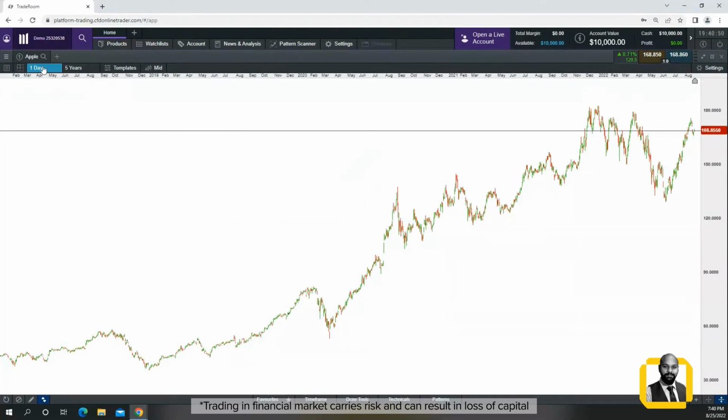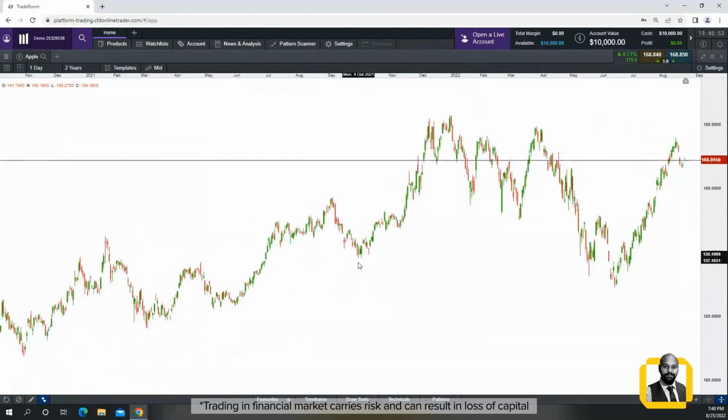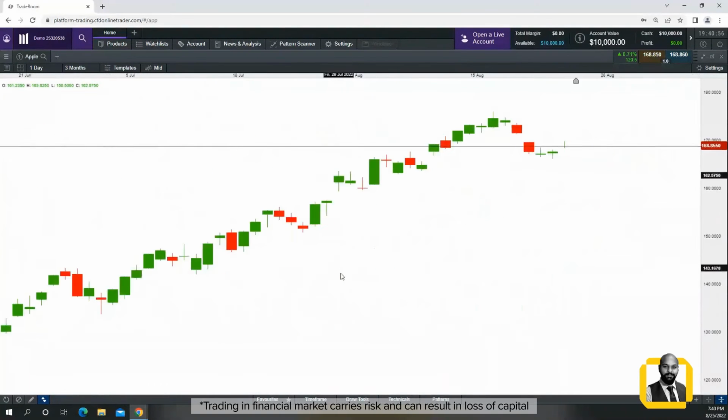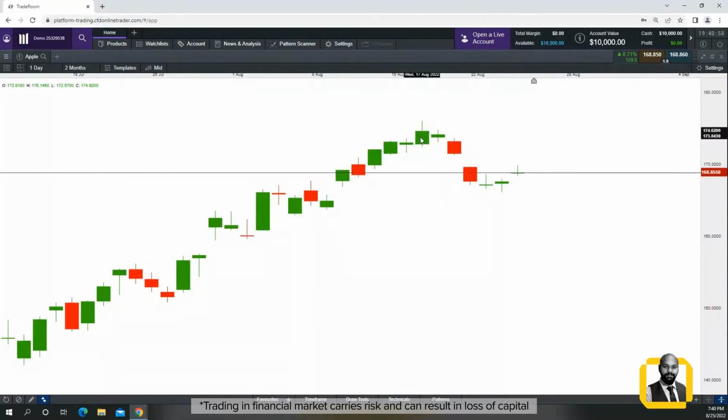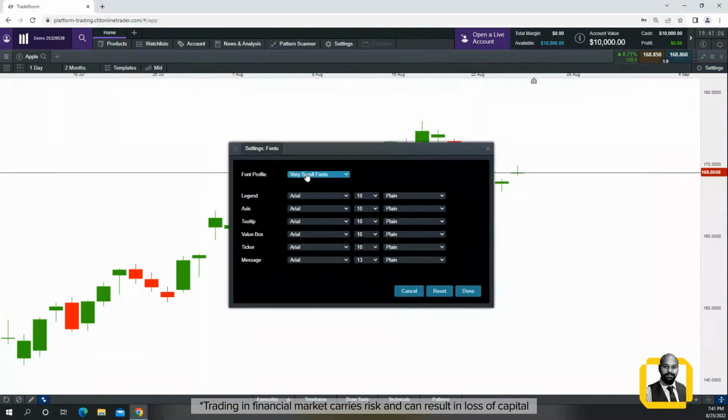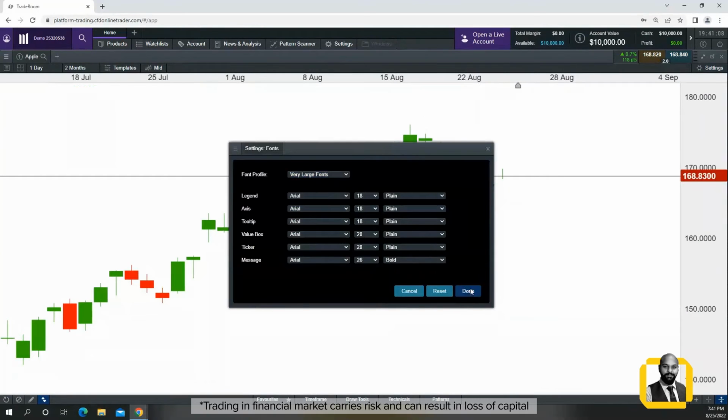Now, by default, it opens on a daily time frame, meaning, I'll zoom this in. Each of these candles represents a daily move. So basically, this particular candle showed what happened on 17th of August. Let me make the font a little bigger. I think that would be easier for you to see.